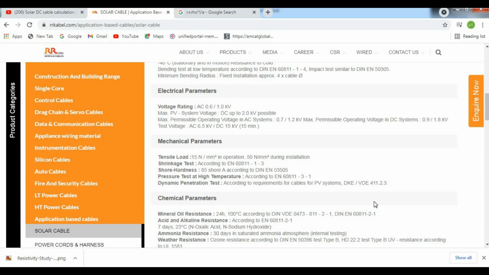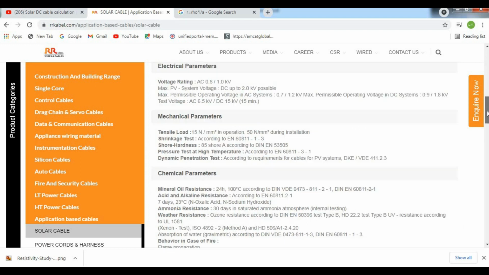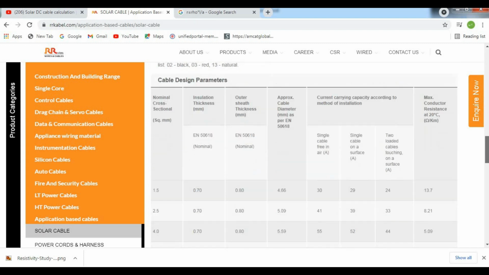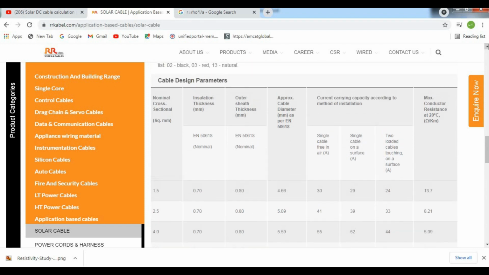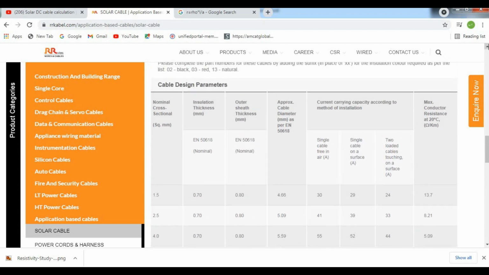So going forward, as you can see here, the cable sizing, the cross-sectional areas of cables, are given here. It's like 1.5 mm square, 2.5 mm square, 4 mm square, and depending on this the insulation thickness is also given, outer sheath thickness is also given, and the cable diameter is also given here, and your maximum conductor resistance is also given here, that is in ohm per kilometer.